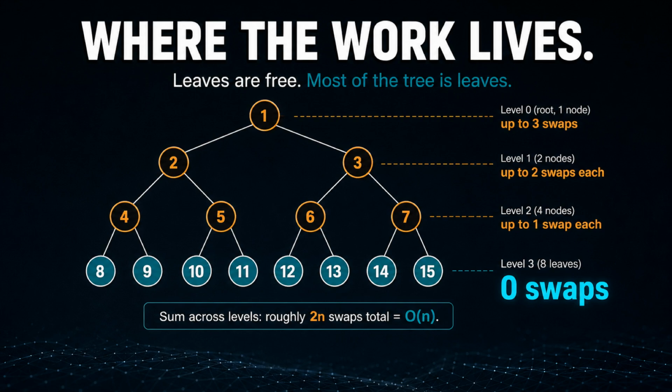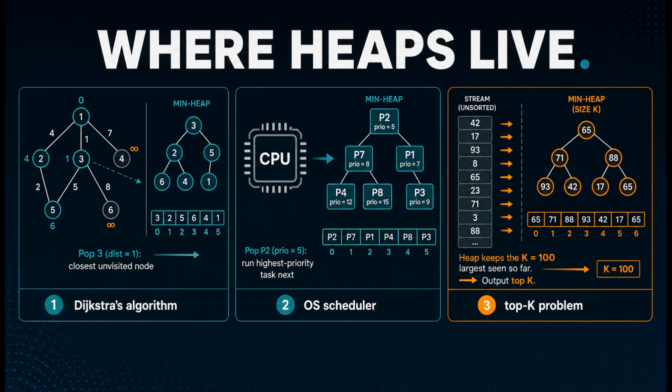The lesson is broader than this one algorithm. Where the work is concentrated in your structure determines its real cost, not just where the loops appear in the code. 3 places heaps run in production.